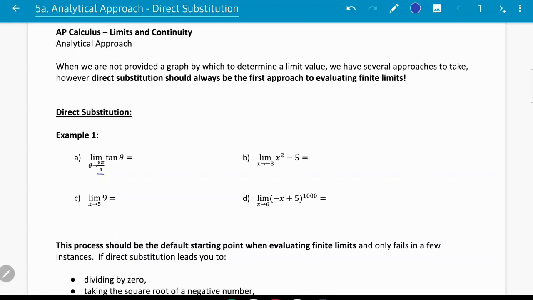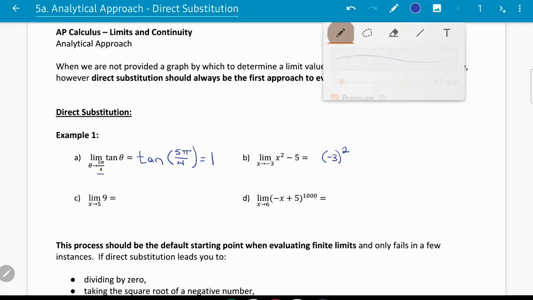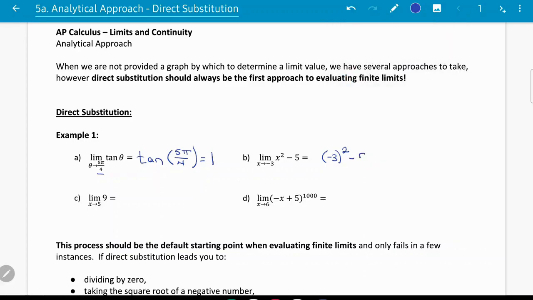In this case, the limit of tangent of theta as theta approaches 5 pi over 4 is going to be the tangent of 5 pi over 4, and we know that that's 1. For part B, the limit as x approaches negative 3 of x squared minus 5 is going to be negative 3 squared plus 5, which is, I apologize, that is minus 5, so let's fix that. So negative 3 squared minus 5 is going to be 4.